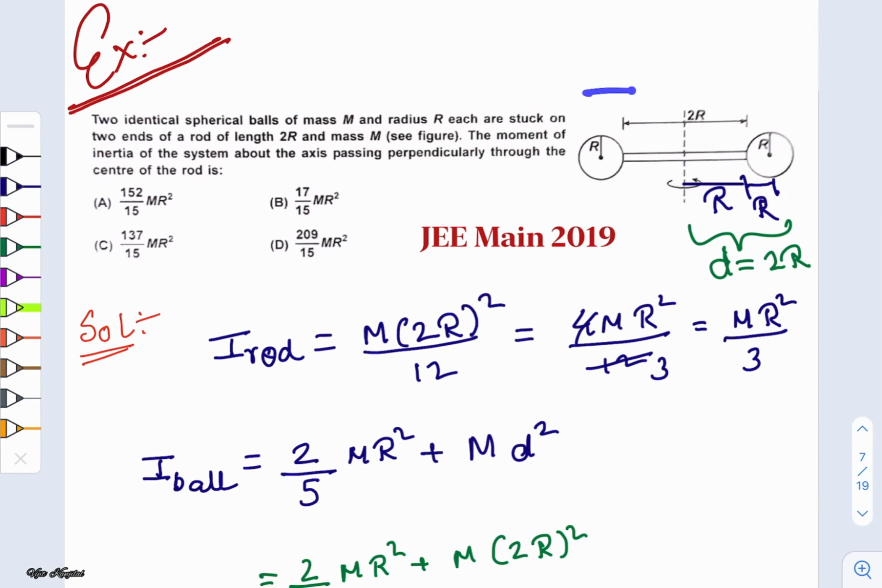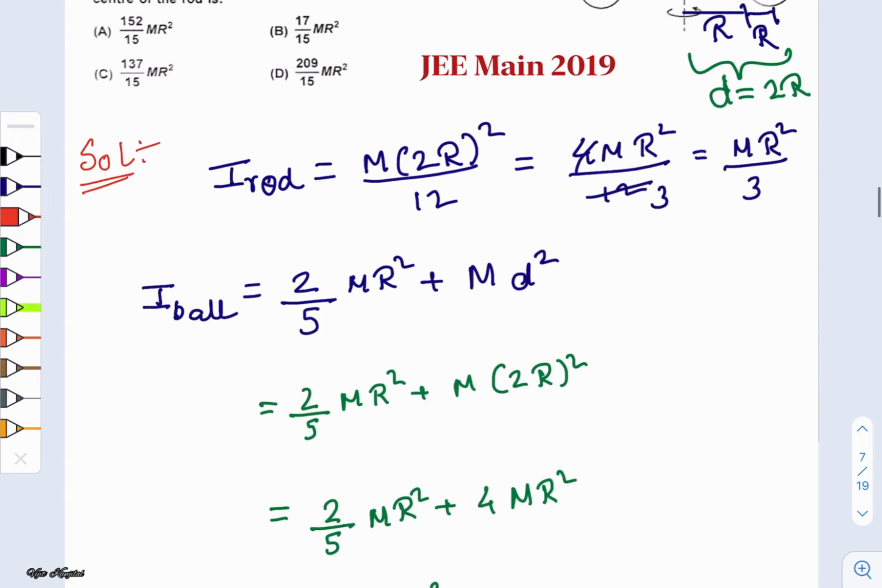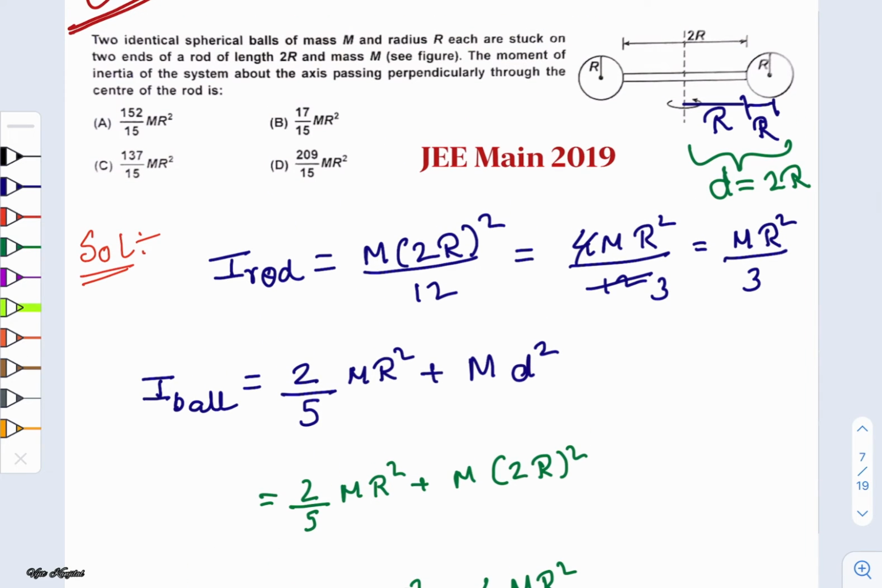So what is the moment of inertia of this total system? I system would be simply I rod plus 2 times I ball, because there is just one rod and there are two balls, and we are just adding the moment of inertia of each of the components with respect to this particular axis of rotation.